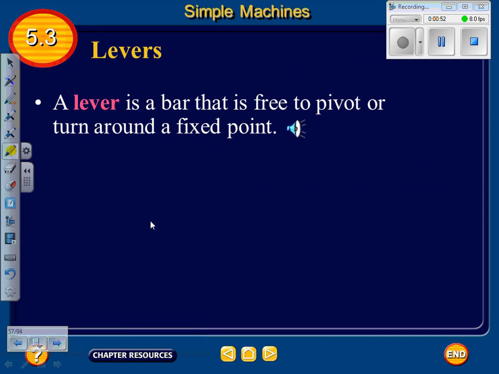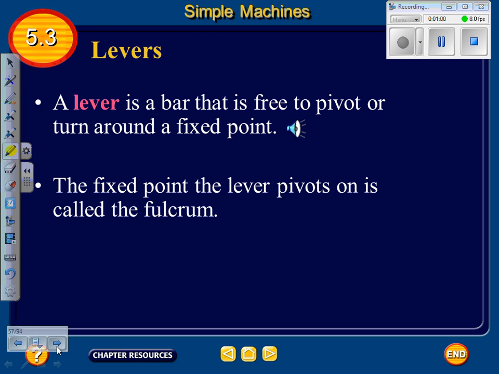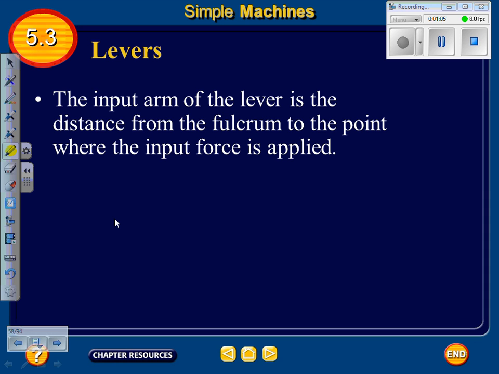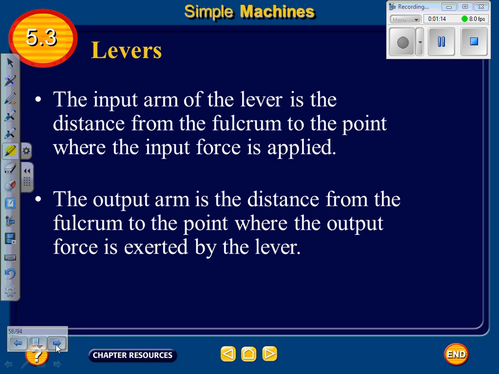A lever. A lever is a bar that's free to pivot or turn around a fixed point. The fixed point the lever pivots on is called the fulcrum. The input arm of the lever is the distance from the fulcrum to the point where the input force is applied. The output arm is the distance from the fulcrum to the point where the output force is exerted by the lever. And again, we'll be doing some math problems related to the input-output force, mechanical advantage, and efficiency of levers.